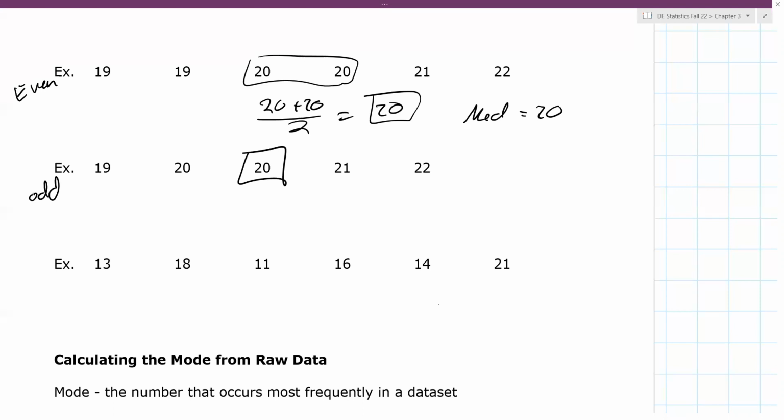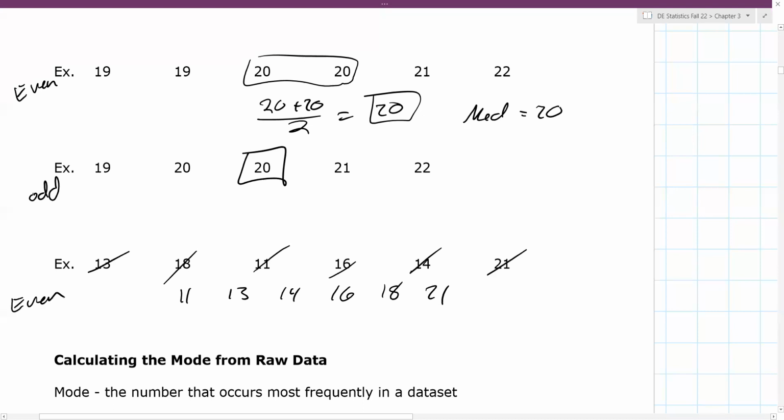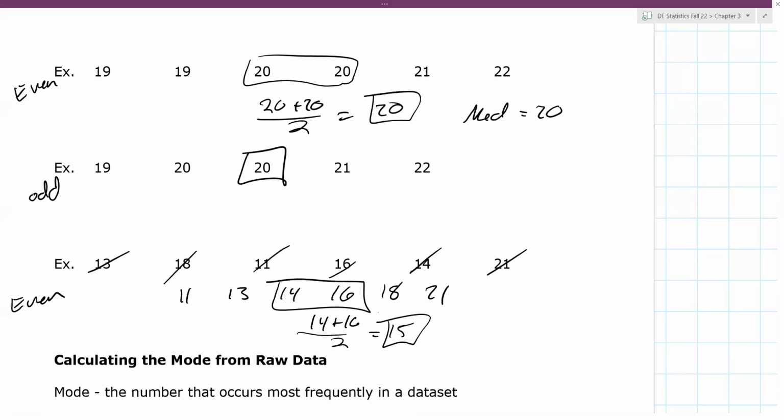And there we go. It is now in ascending order, and this is even. So because it's even, again, I have to find the middle two. And because I have to find the middle two, that's why I needed to make sure that I put it in ascending order. And then I find the average of those two data points. The average of 14 and 16 is 15. And so my median for that third data set is 15.